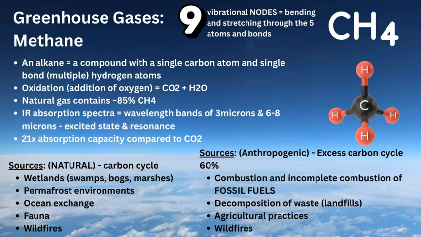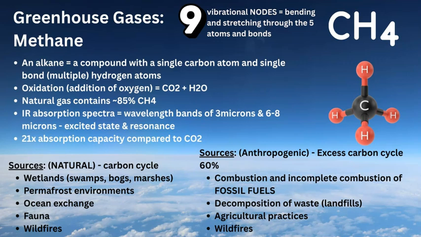So methane is an alkane, which means it has a single carbon atom with single bonds to hydrogen atoms, and it can also go through oxidation in the atmosphere, which is the addition of oxygen to form CO2 and water vapor. Natural gas contains around 85% methane. So why is this important? It is an extremely strong absorber of energy, and it has the capacity to store and absorb a lot more energy than CO2.